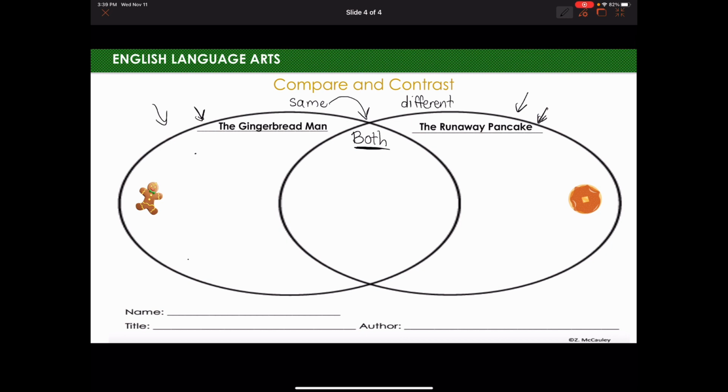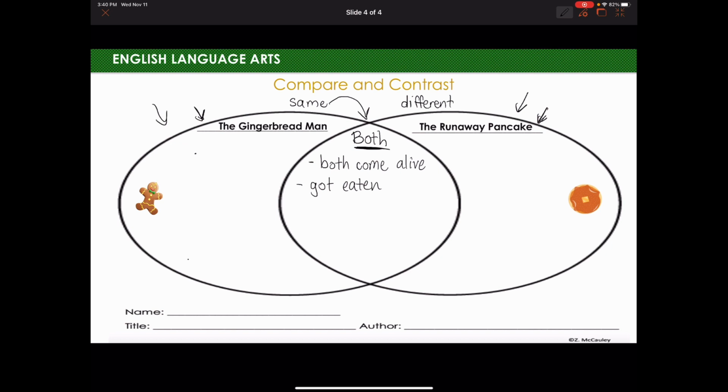All right, let's see if we can tell how these two stories are alike and different. Let's start by comparing them. Remember, comparing means we tell how they are the same. Well, in both stories, the main characters come alive, the gingerbread man and the pancake. So that is one way that they are alike. Another thing is that both the gingerbread man and the pancake got eaten. They sure did.